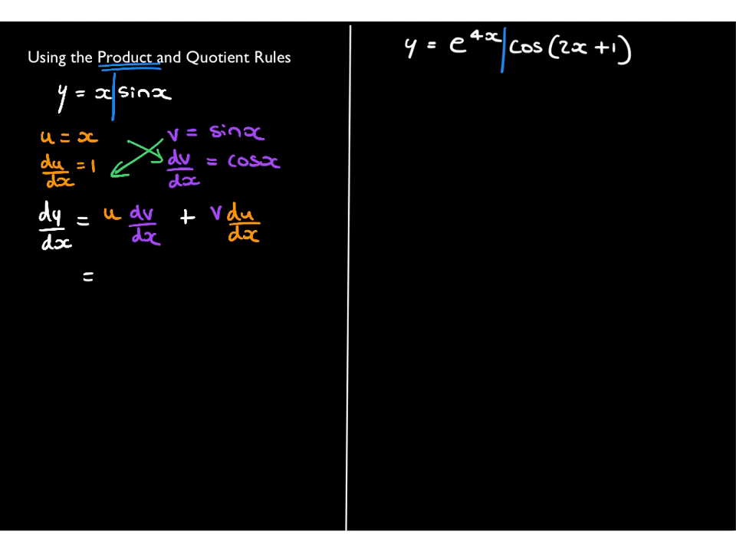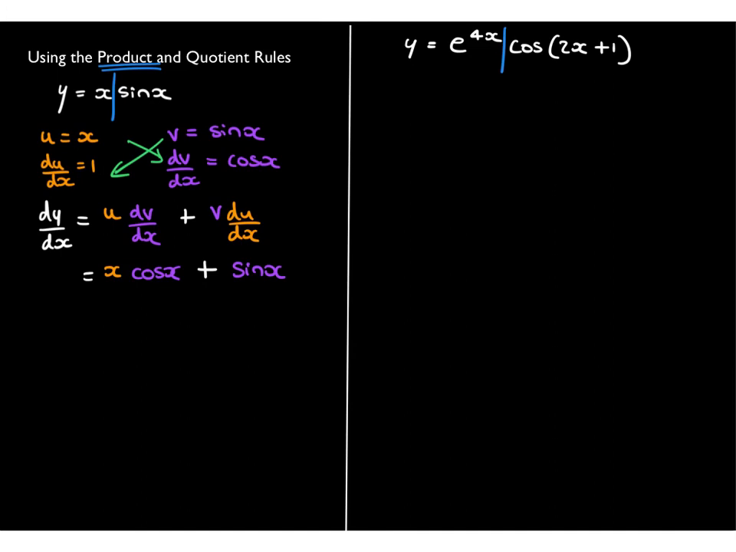So u multiplied by dv by dx gives me x cos x, and v multiplied by du by dx, well, that's just sine x. So here's my final answer, and there's nothing to factorise here. It's quite a simple example.